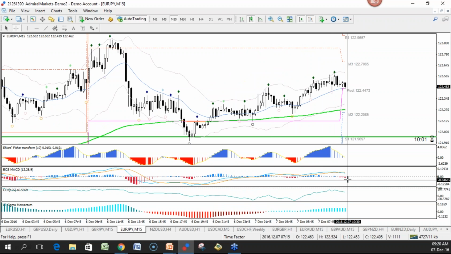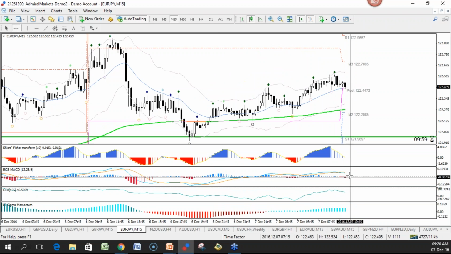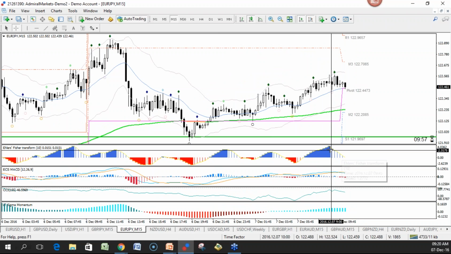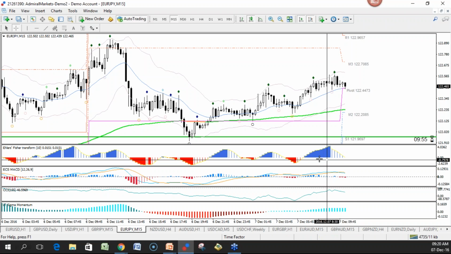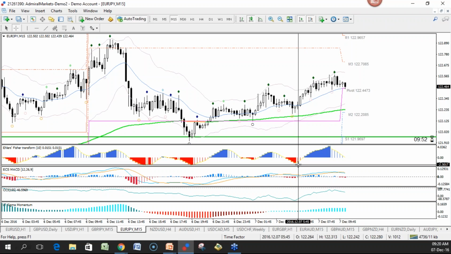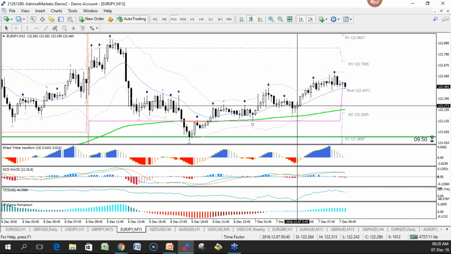On the 15, there's also a slight pullback going on. I would rather wait for the Fisher to go back below zero, like it did here. And you can see that this turn right here was a potential entry and moved up about 30 pips from there.